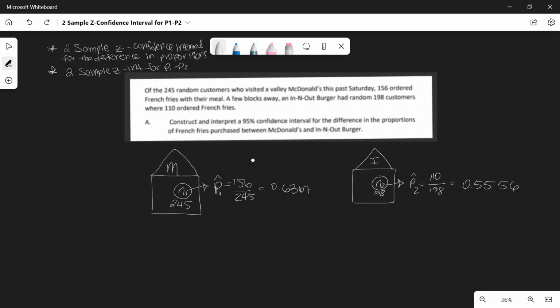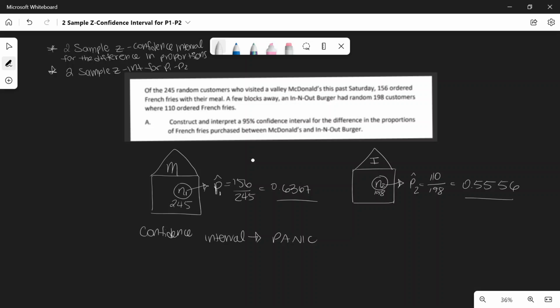So we're trying to construct and interpret a 95% confidence interval for the difference in these two proportions, which is P1 minus P2. So this is what we're trying to go for, but we're only going to be able to estimate this using these two proportions. Okay, so when I hear confidence interval, that's going to sound so corny, I panic. So when you hear confidence interval, you want to use PANIC.